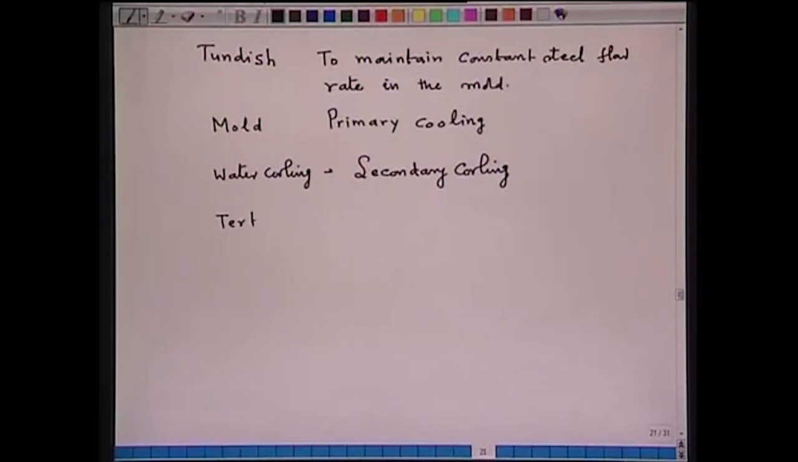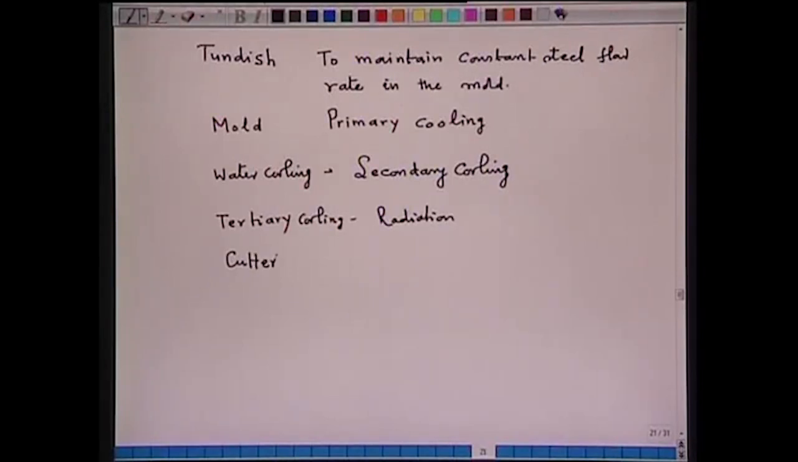Then, after the secondary cooling, we may have the tertiary cooling, and this tertiary cooling occurs by way of radiation. So, the location of complete solidification in the secondary cooling zone is very important, because after that there is no intense cooling, it just cools in the atmosphere. And then we have a cutter which finally cuts the product into the required length which can be tolerated in the rolling mill.